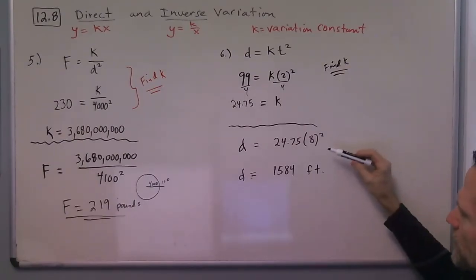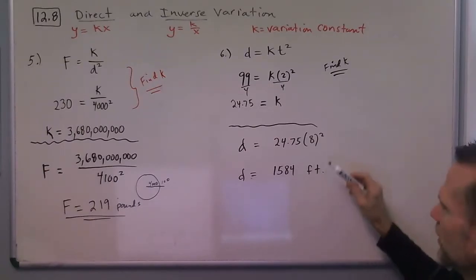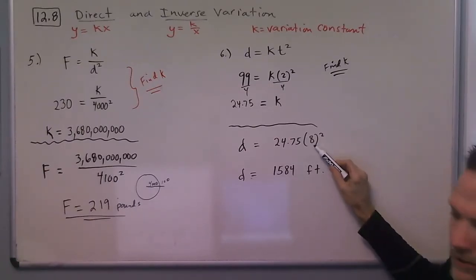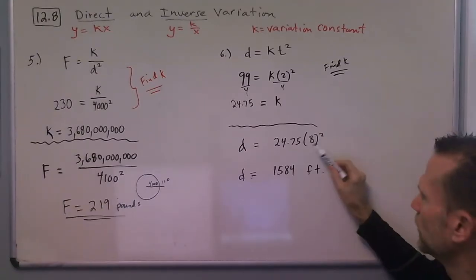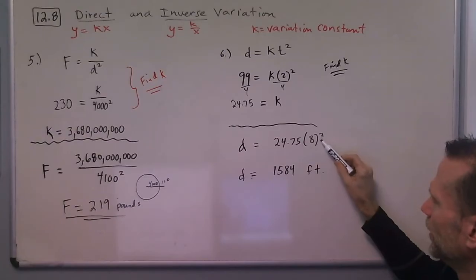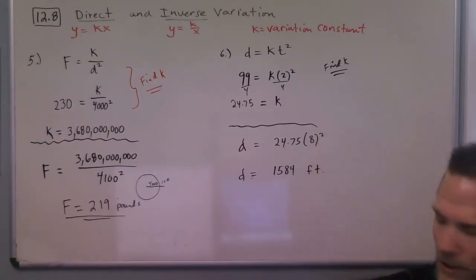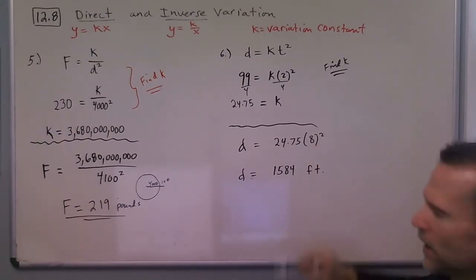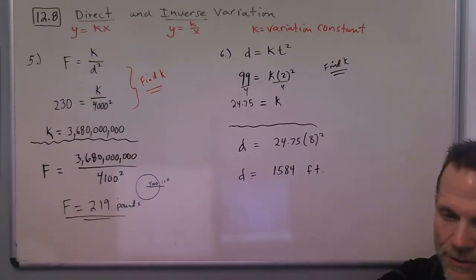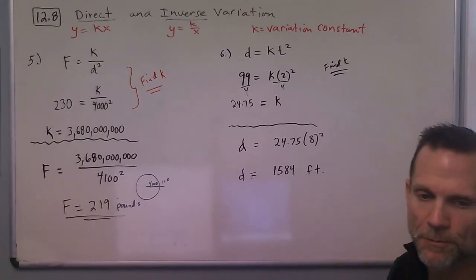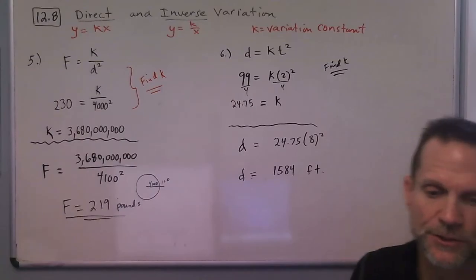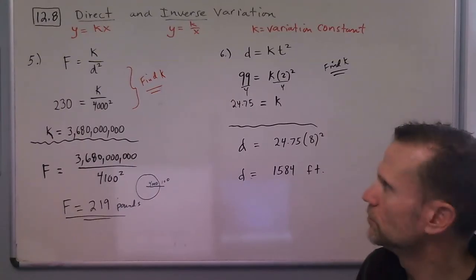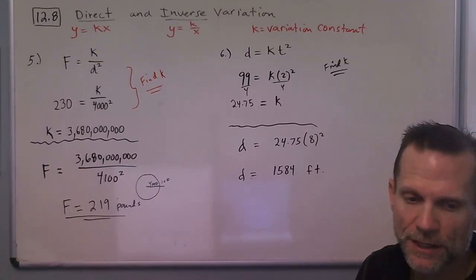In the second part of the problem, it says, how far will an object have fallen after 8 seconds? And so, again, don't forget to square this. We put our K value in here, and then we can just do this on our calculator, and we find out that the distance the object fell was 1,584 feet. Okay, so the setup is super important. Take time to get your variation set up correctly, and then substitute, solve K, and then use K.